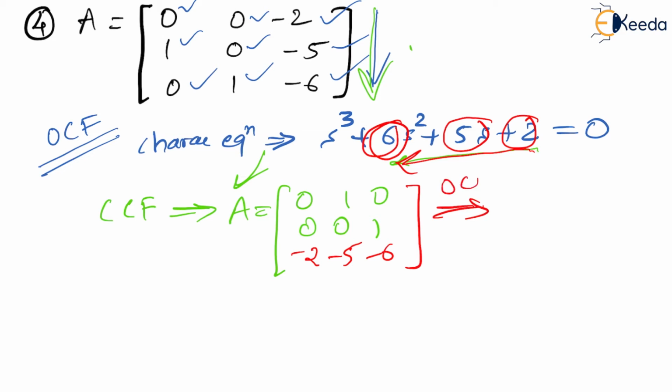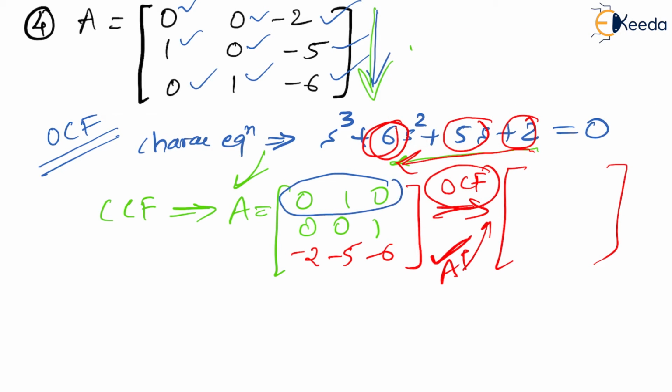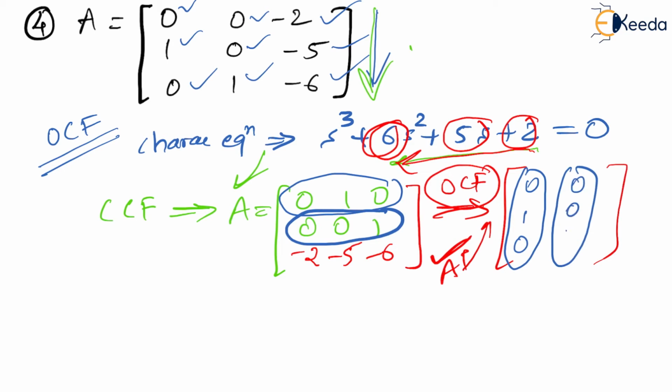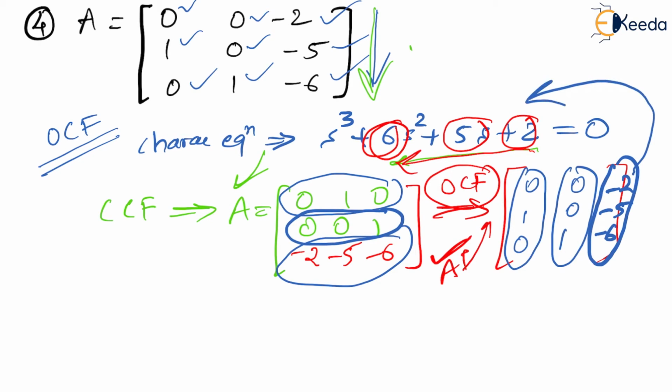Now if I try to find OCF, what is OCF? OCF will be the transpose of this matrix, so it will be A transpose, right? So the first row will become the first column, so it becomes 0 1 0. Similarly, the second row becomes the second column, which is 0 0 1, and the third row becomes the third column, which is -2 -5 -6. I hope you are understanding this point. So this is the OCF, and definitely for this OCF what we have is this one, right?